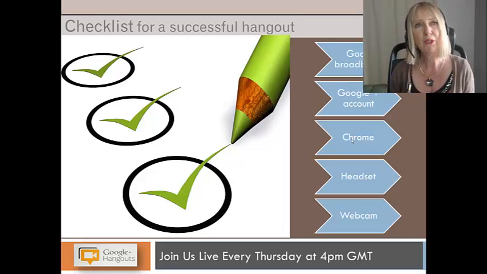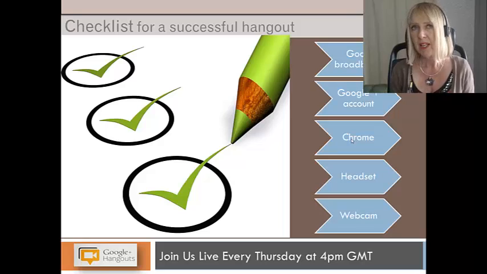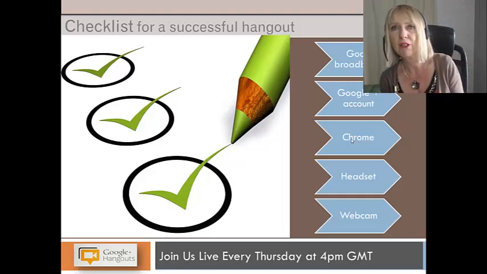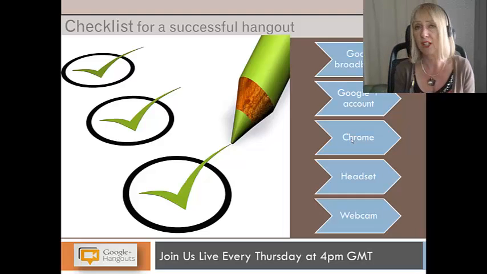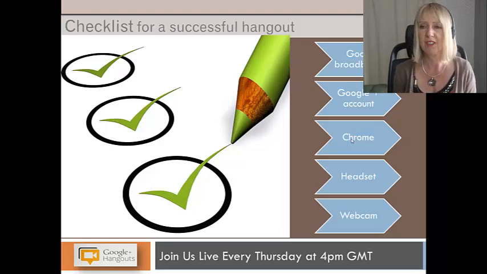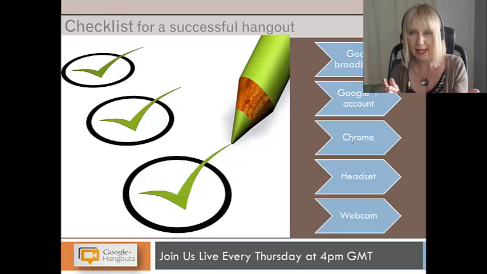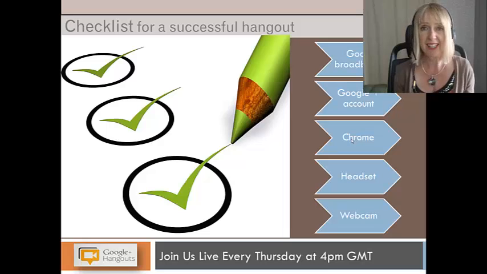When you set up a Google Hangout, it's better if you can use Chrome as your browser. If you use Chrome, it means you can download all the Hangout extensions and have all the added value extras that come with using Chrome, like the film strip at the bottom of your Hangout window, like the Hangout toolbox, and lots of other good things. You'll need a headset and you'll need a webcam, and that's all you really need to get started.